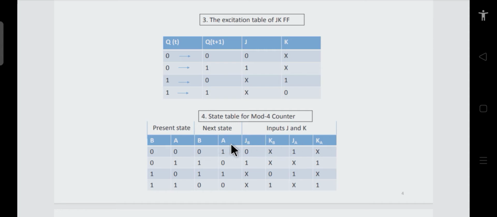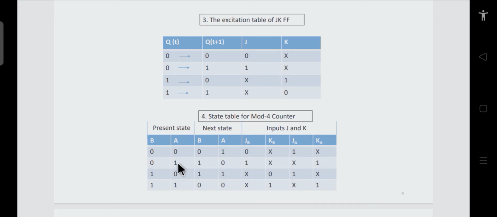So if you take the case of A, then we know from this state table that if your A is presently 0 and you want it to be 1, then J should be 1 and K should be X. So you see J is 1 and K is X. Similarly, if you choose any other state, you can match it with this table, and from this table you can write this particular J and K.